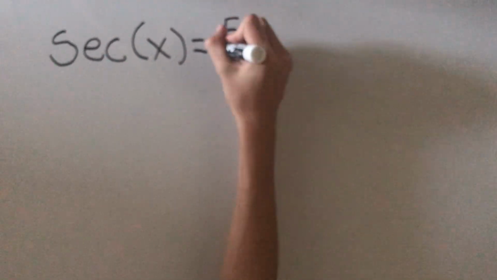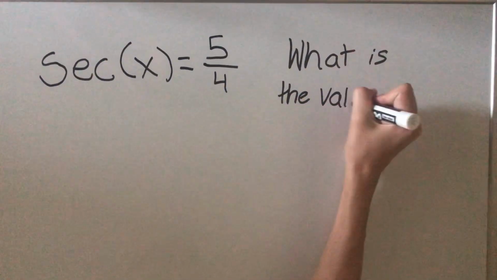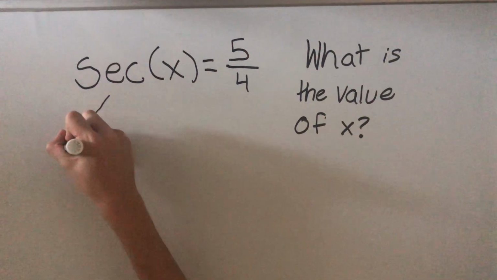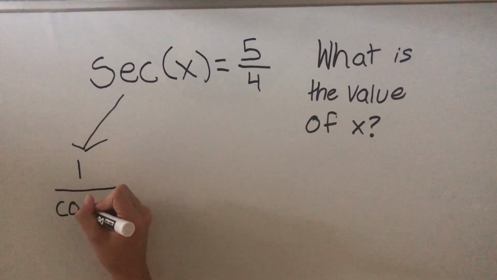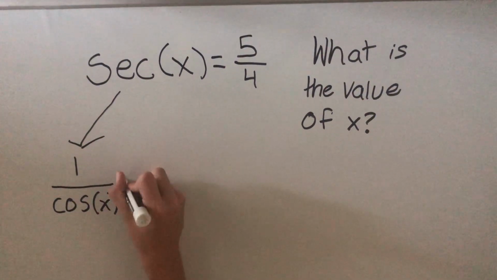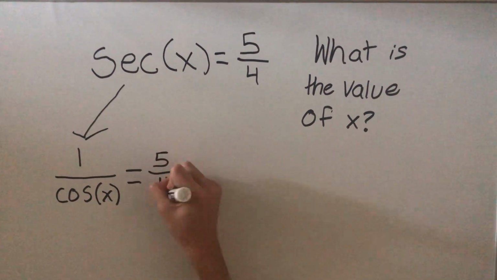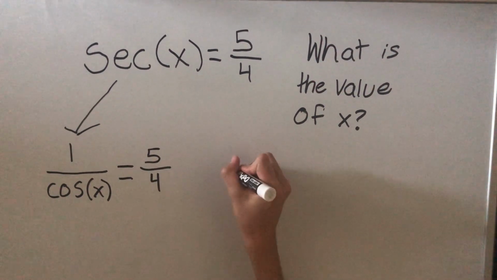In this problem, we see secant x equals 5 over 4. What is the value of x? What we would do first is rewrite the equation, making it 1 over cosine x equals 5 over 4, as the secant is the reciprocal of cosine.